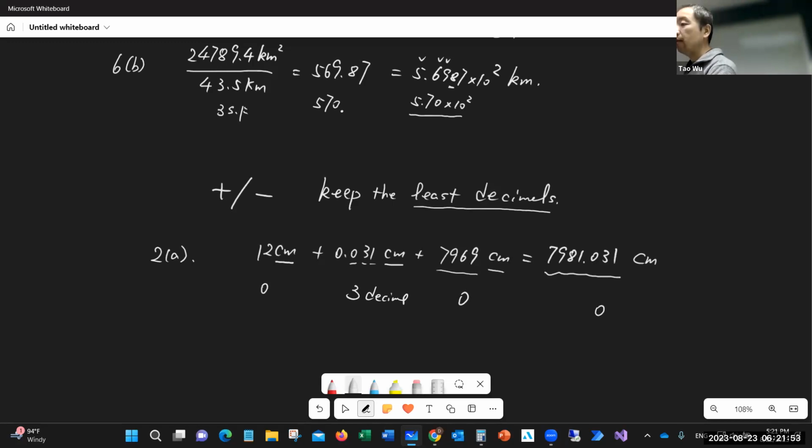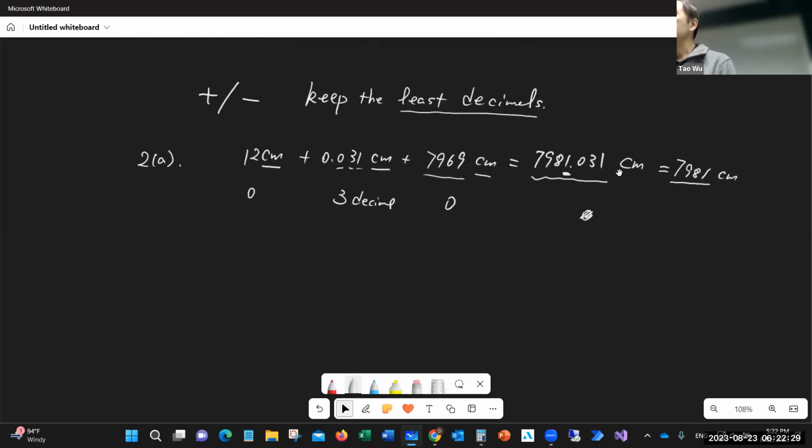So this number shouldn't have decimals. That means we should round the number over here, and then you need to look at the next digit. The next one is 0, so we are not going to round up anything. You can cut off. The final answer will be 7981 centimeter. That's it. So keep no decimals. Okay, that makes sense.